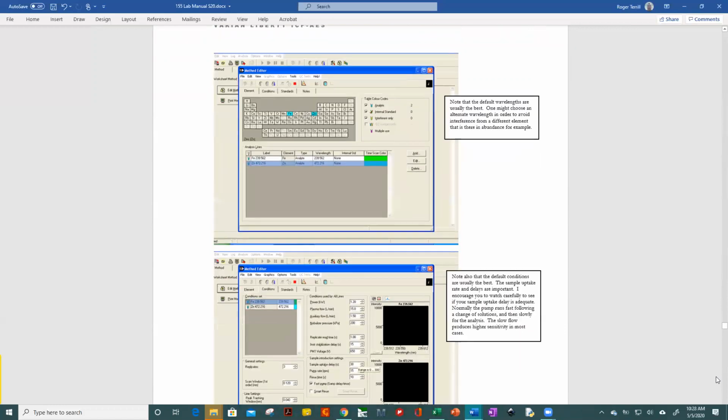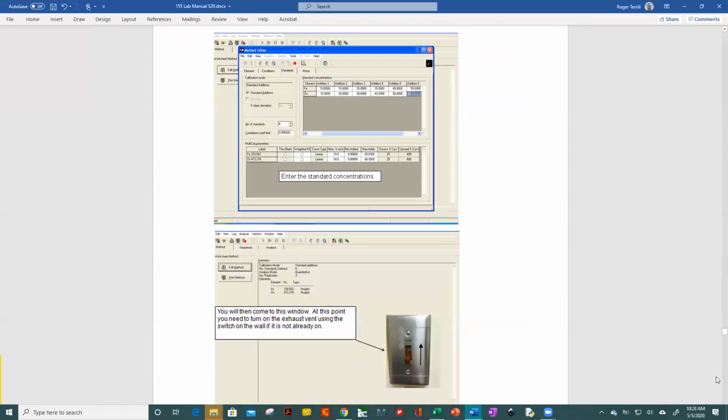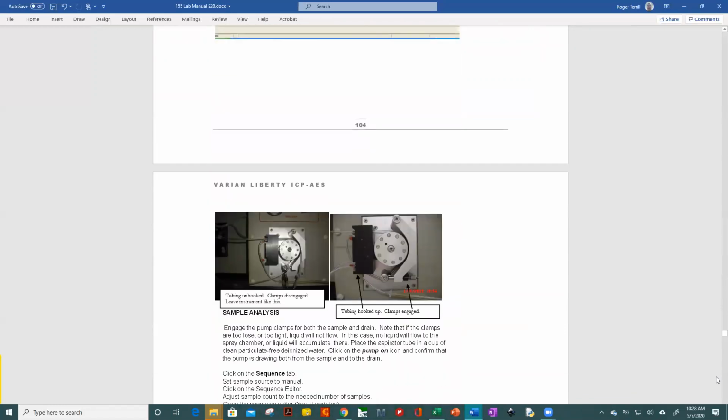I can't remember when we did the ICP lab. Did we add the spikes by weight or by volume? We did volume. Okay. And there is a file. Let me get that file for you.